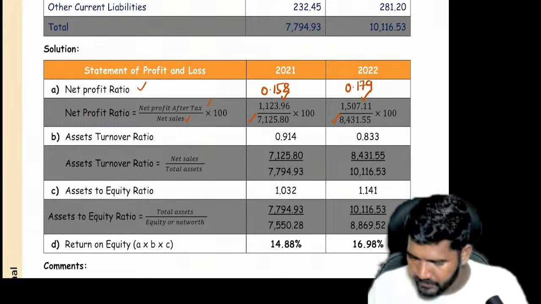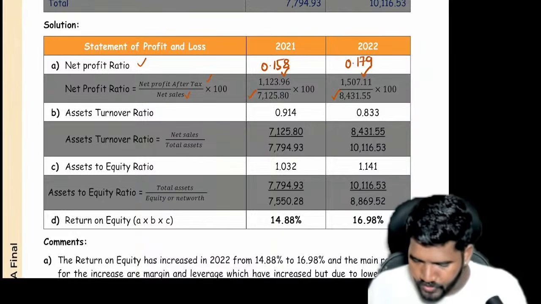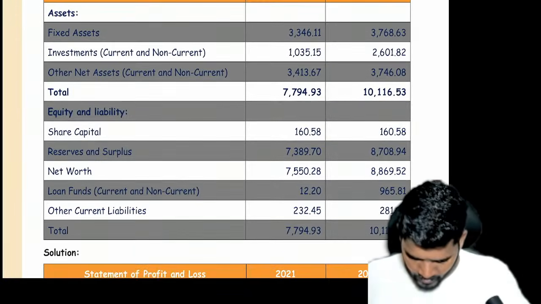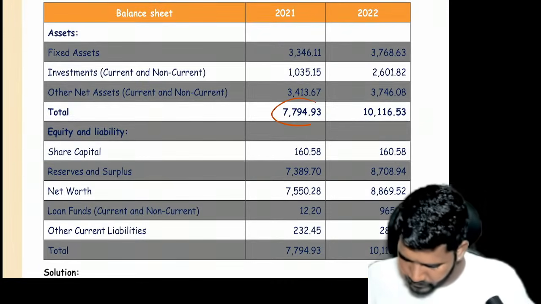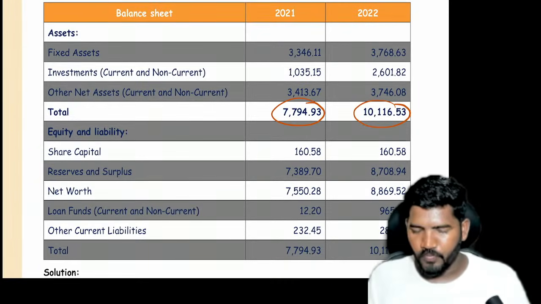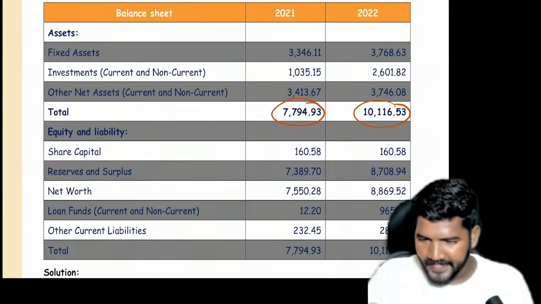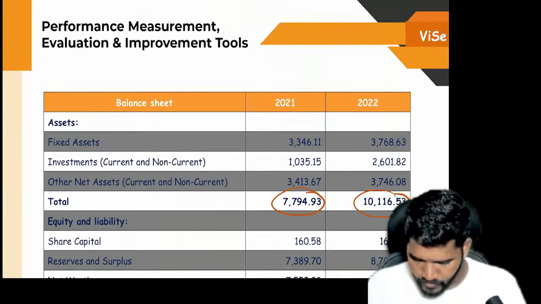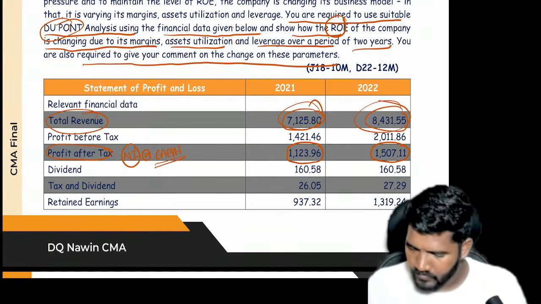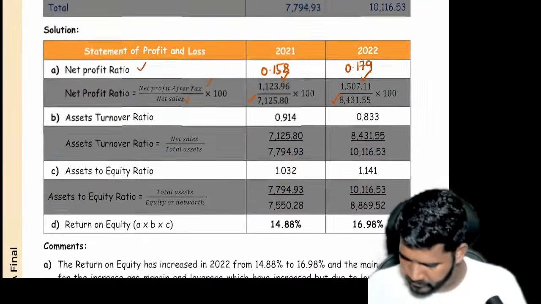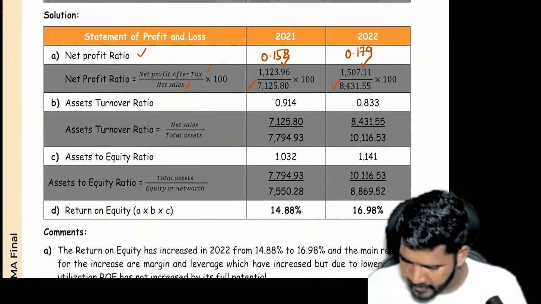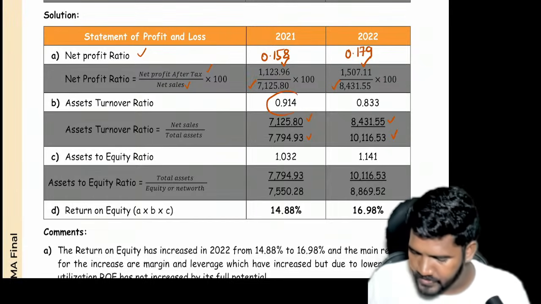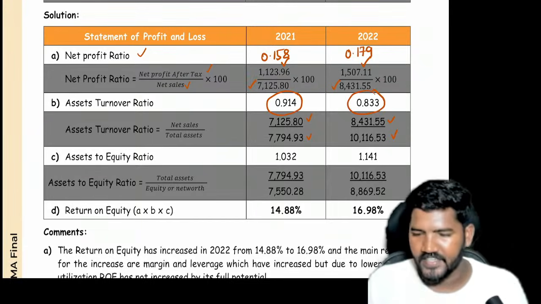Next, asset turnover ratio, sales divided by total assets. You can observe here, where is the total assets? Here is another note point. If the total assets include fictitious assets, you have to reduce that fictitious assets. Sales we already calculated. You can take directly. So 7794.93 here with the same value. The answers are 0.914 and 0.833.